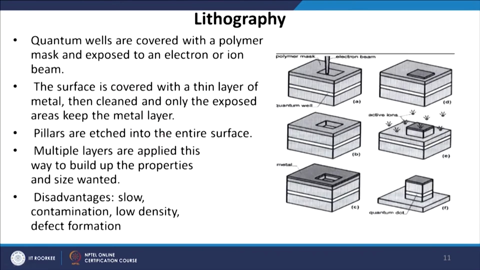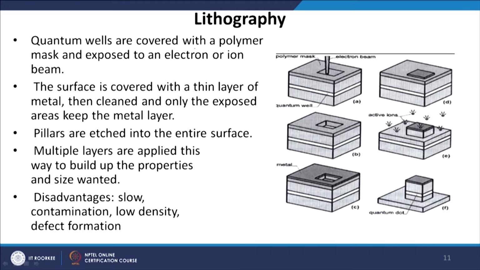Okay. So, electron beam lithography, like ion beam lithography, are both quite complicated processes, but we will try to see them in a more simplistic fashion. For example, quantum wells. We start with the quantum wells and they are covered with a polymer mask. Just like here, you see this is a quantum well, which is a two dimensional structure, and this quantum well has been covered with a polymer mask as shown in the beam here, and an electron beam is falling from the top.